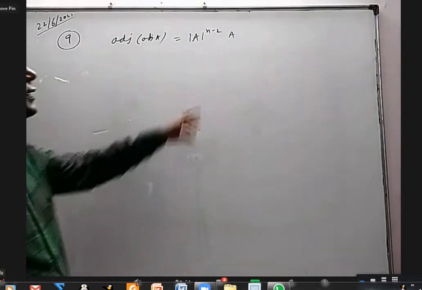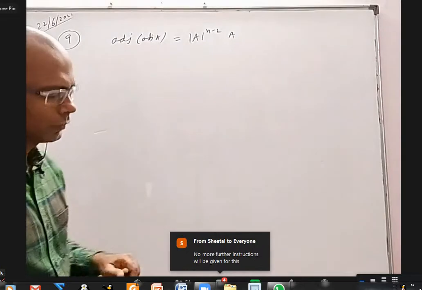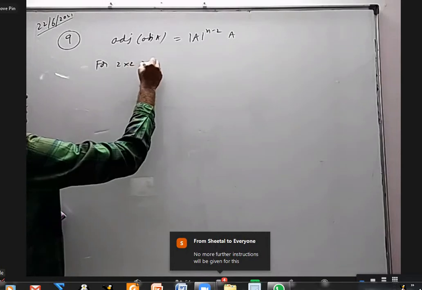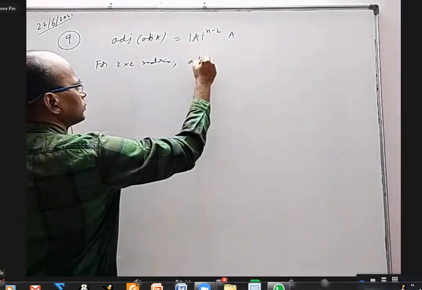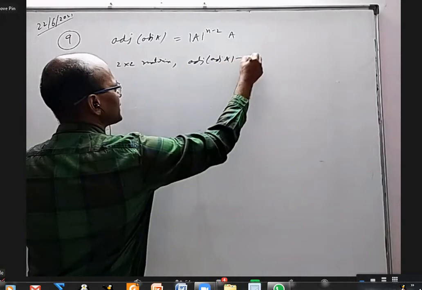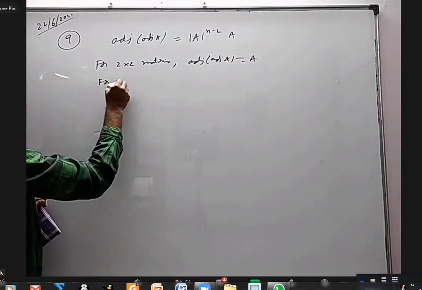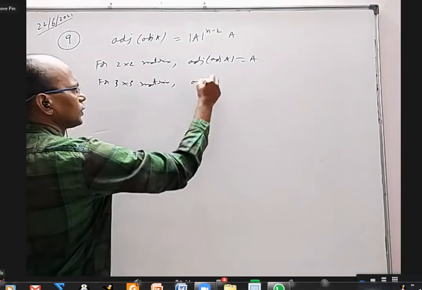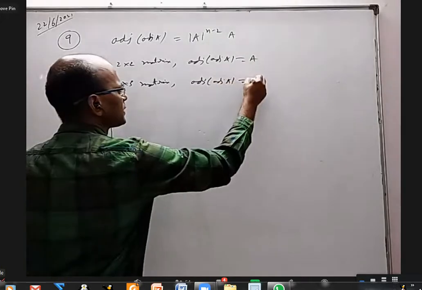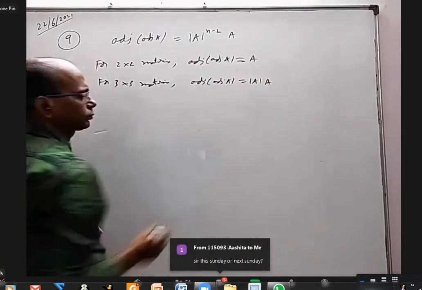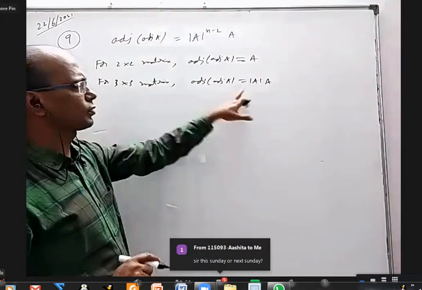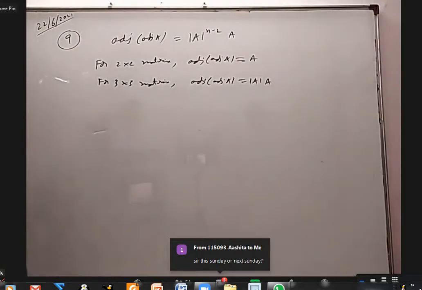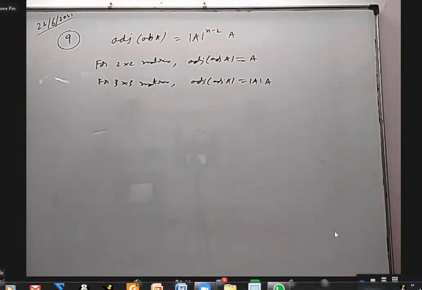Of course, for a 2 by 2 matrix, this power will be 0, so we'll be getting 1. So if you want, you can also write, for a 2 by 2 matrix, adjoint of adjoint A is A itself. For a 3 by 3 matrix, adjoint of adjoint A is det A into A. Okay, if you put 3 minus 2 is 1, you'll get det A into A. You can also use this for 4 by 4, 5 by 5, and so on. Okay.